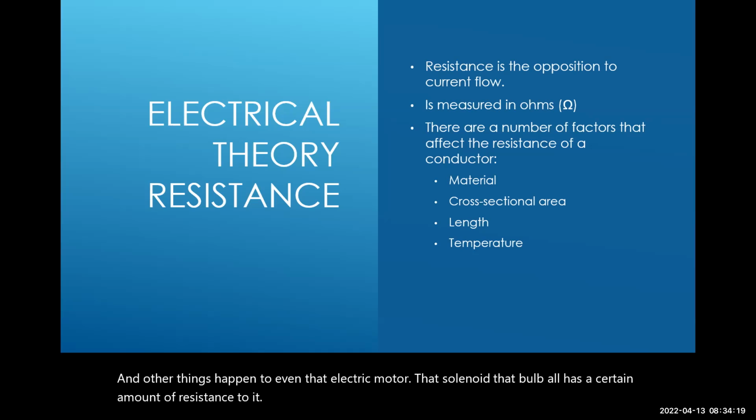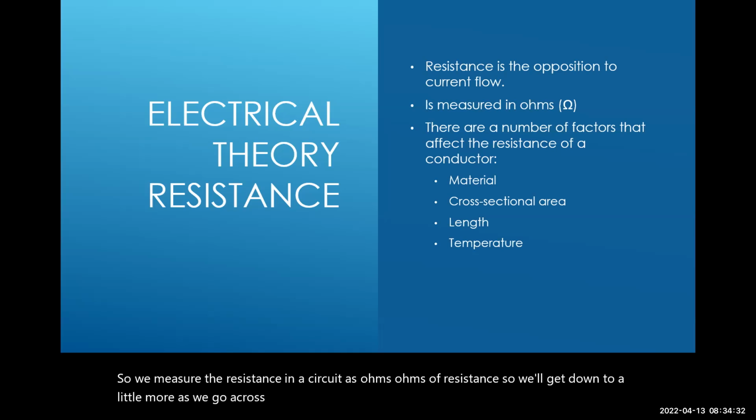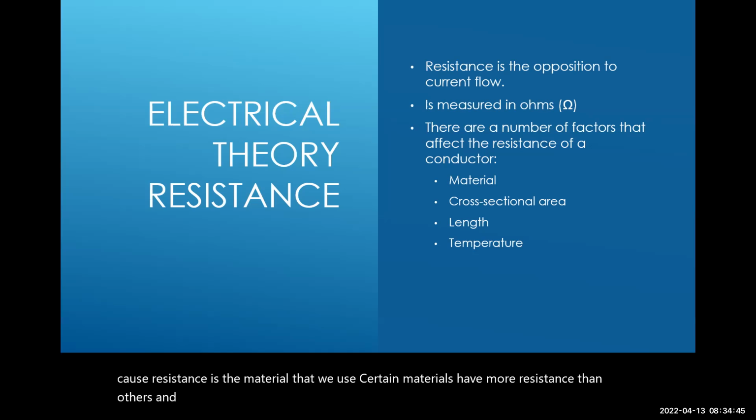So we measure the resistance in a circuit as ohms of resistance. We'll get down to a little more as we go across, but it's really important that we understand that the things that actually cause that resistance are the material that we use. Certain materials have more resistance than others, and also the length of the wire and the temperature.